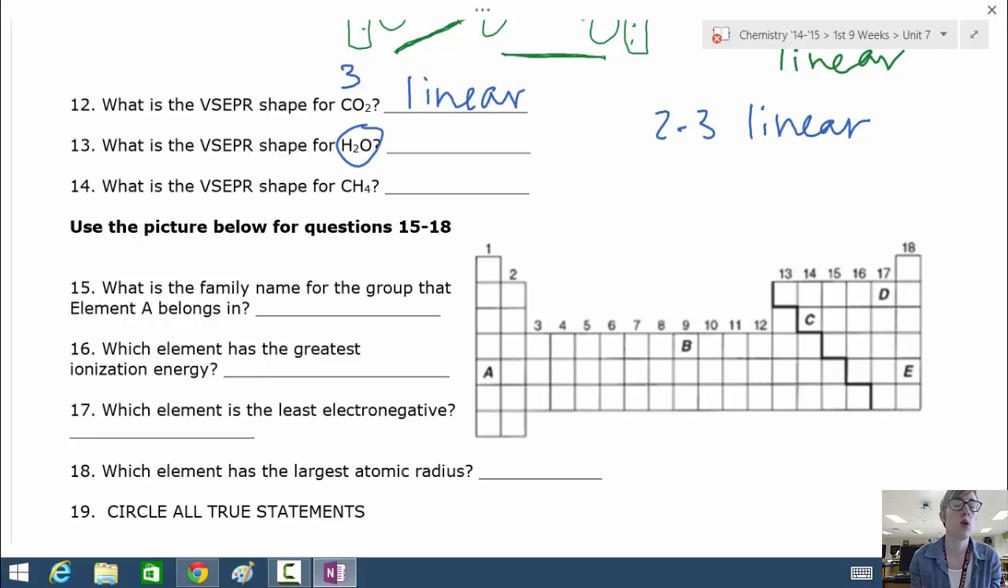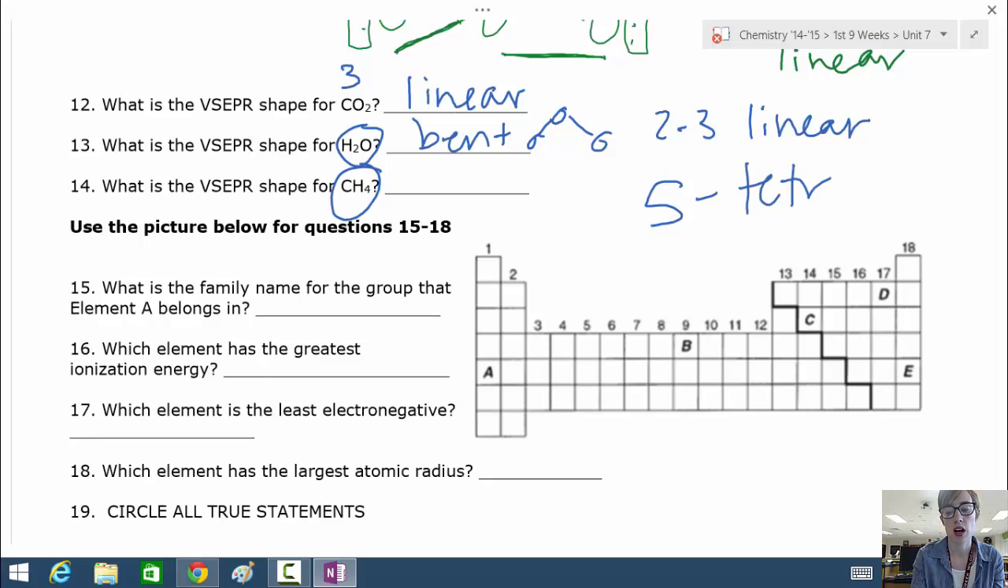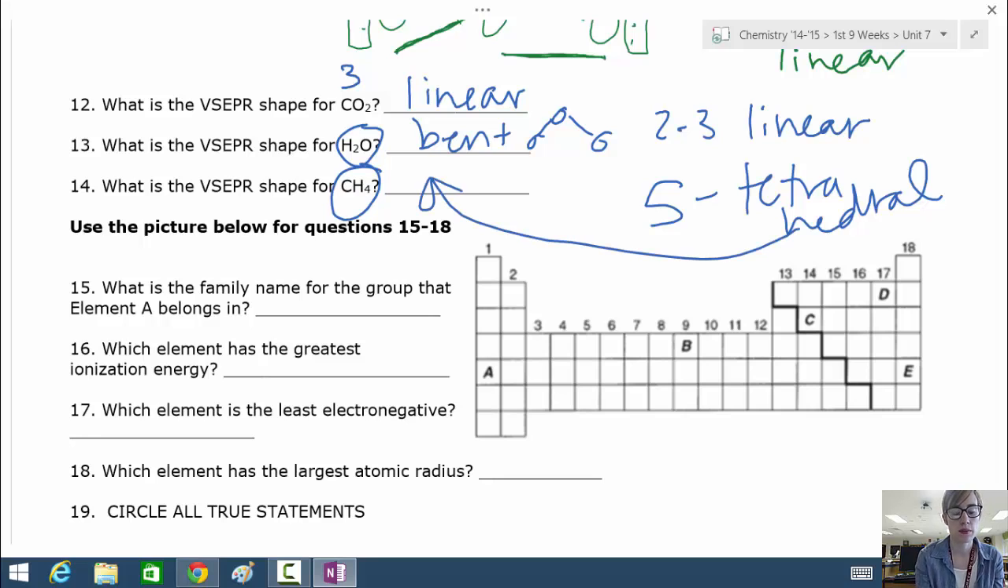And the next question is water, and water is always the bent shape, which looks like this. Now, this one has 5 atoms, and we've learned that 5 atoms form a tetrahedral shape. So that's the answer for this one.